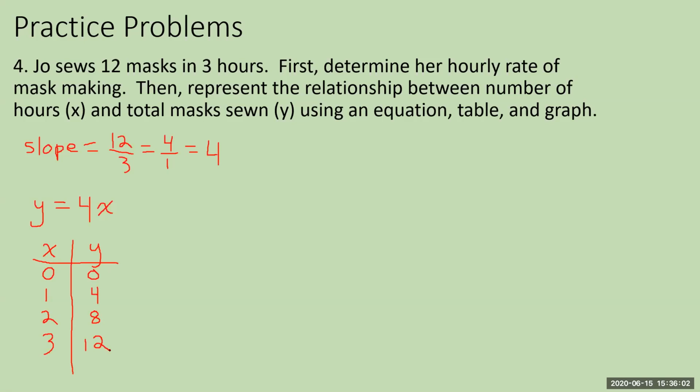Notice for most of the examples today that we haven't worked with many negative values. That's just because in these situations where we're talking about masks per hour, or miles per hour, or dollars per hour, in those real world situations that we were looking at, negative numbers just don't really make sense, right? So it wouldn't make sense for us to talk about Joe sewing for -1 hour or making -4 masks. That's just not really relevant here.